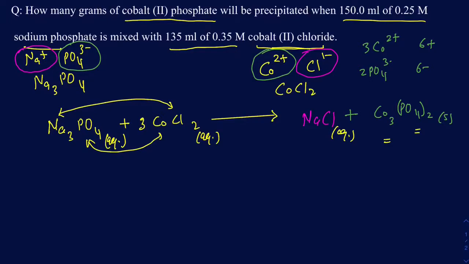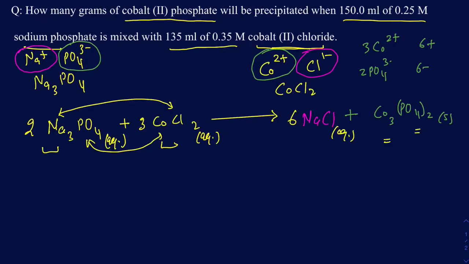So that means I need to put 2 in front of sodium phosphate, and that takes care of the phosphates and the cobalts. Now, what happens to the sodiums and chlorines? On the reactant side, I have 6 sodiums and 6 chlorines, because remember, this coefficient gets multiplied with the subscripts there. So you have 6 of each. That means I can go ahead and put in 6 in front of the NaCl.